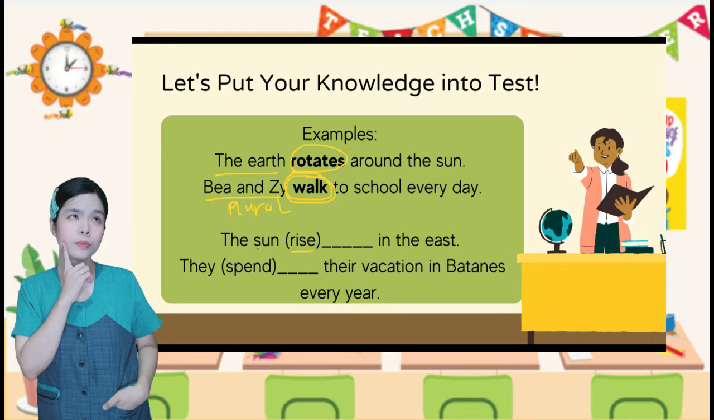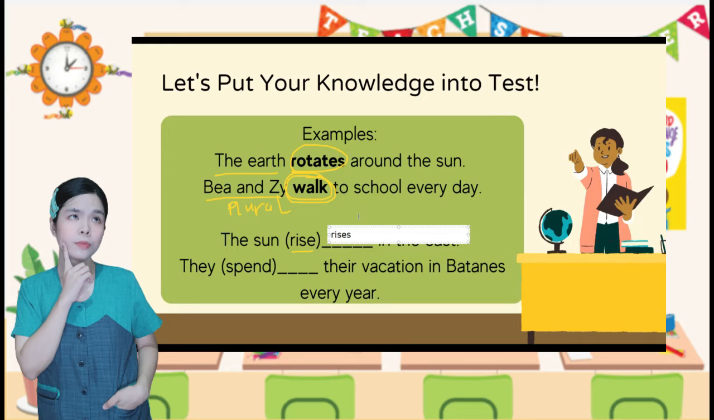Is the sun singular or plural? Good job, it is singular. Since it's singular, how shall we form its simple present tense? Are we going to use the base form of the verb, or are we going to add S? Very good, we're going to add S. So the answer here is: the sun rises in the east.